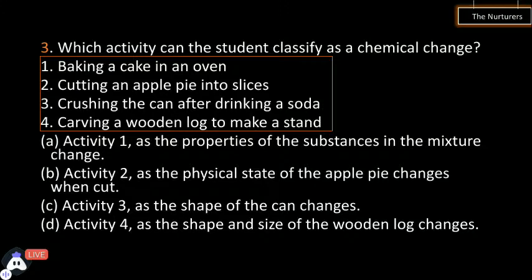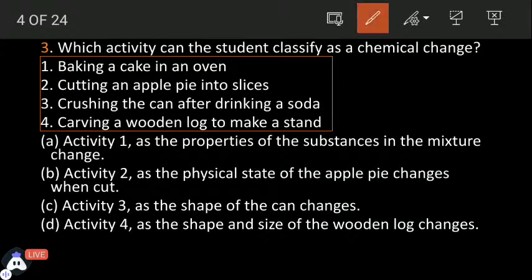First of all, in activity 1, the properties of the substances in the mixture change. Activity 2, the physical state of the apple pie changes when cut. Activity 3, the shape of the can changes, or activity 4, the shape and the size of the wooden log changes. See, if the question is talking about the chemical change, what are the chemical changes? These are irreversible changes and the cases in which a new substance with new properties is formed. So yes, the only situation is baking a cake in an oven. When we do so, what happens?